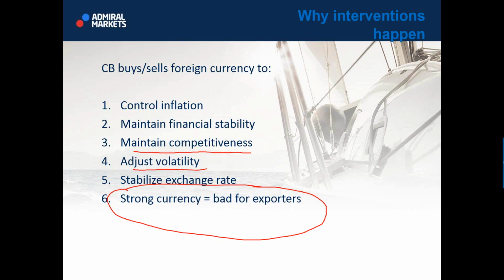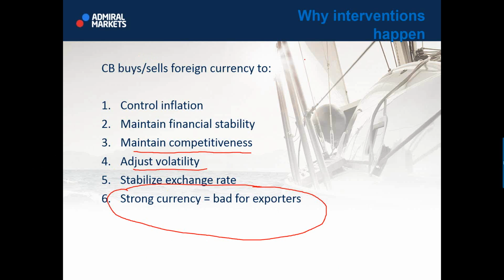So basically, a strong dollar is definitely hurting the exporters. As low euro is definitely a good thing for Germany, because Germany is the biggest exporter in the European Union. Okay?